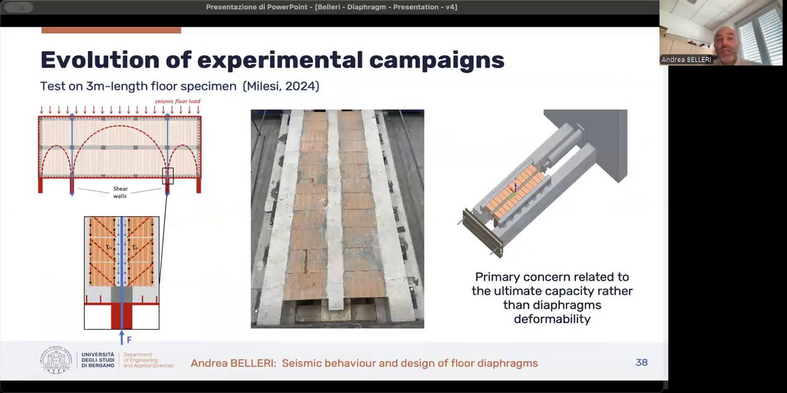Then we managed also to do some tests on longer elements, in a 3-meter-long floor specimen, which was specifically designed to study the diffusion problem, the stress diffusion issue that could arise at the concentration of external shear walls. So based on this research, it was possible to say that the primary concern was related to the ultimate capacity rather than the diaphragm deformability. So these systems are rigid and fragile.